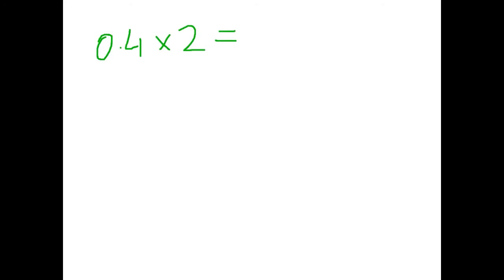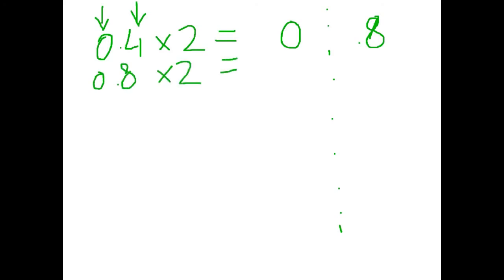So 0.4, 0 is the whole part, the 0.4 is the fractional part, and I'm going to separate those out into two columns. So I've got the 0 and I've got the 0.8. So 0.4 times 2 is 0.8. Now I leave that 0 there and I take my 0.8 across to the next row. I multiply that by 2 and that one will give me 1.6. So these are basically separated by decimal points. That gives me 1.6.